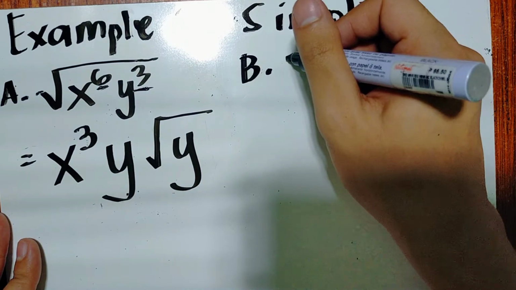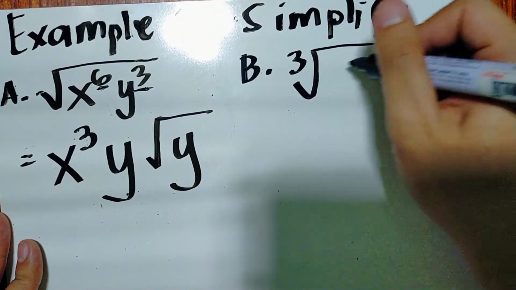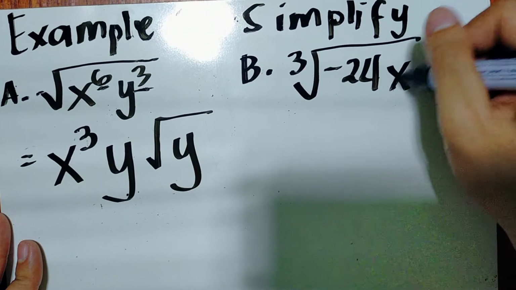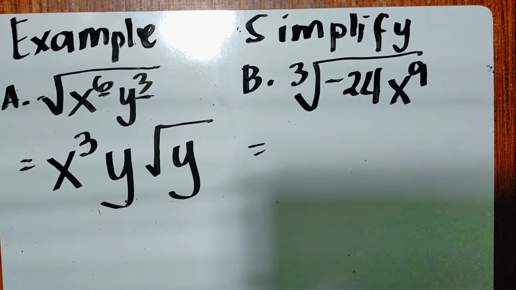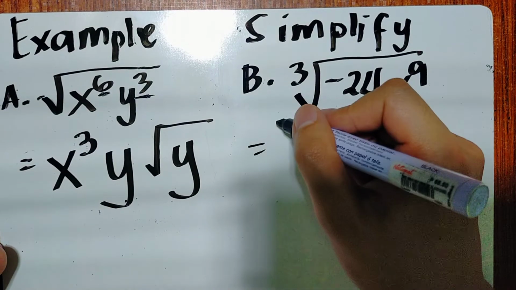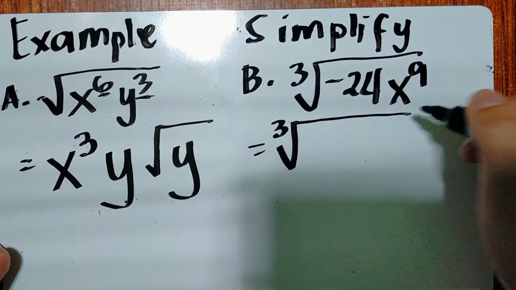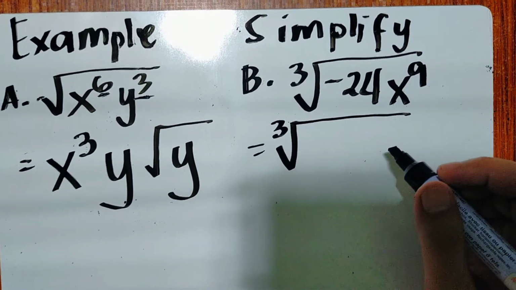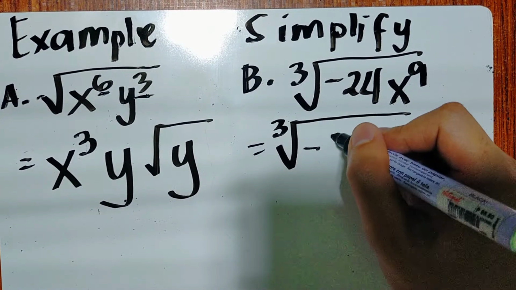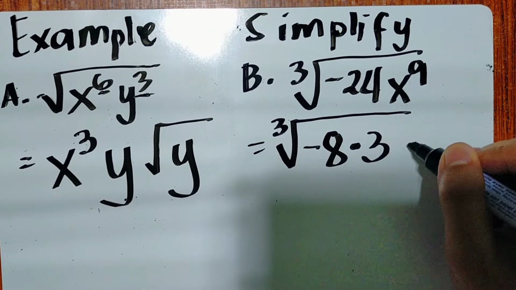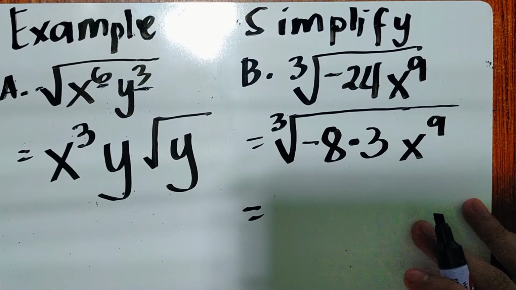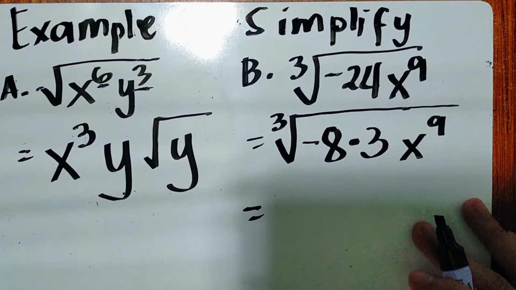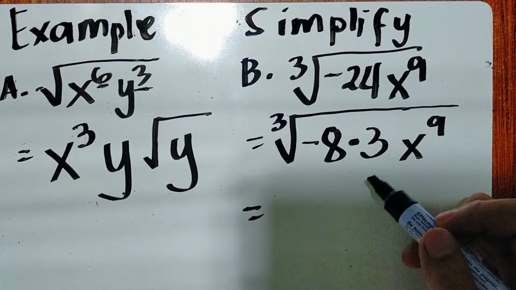Next, letter B. Cube root of negative 24 x raised to 9. So, again, hanapin natin ngayon ang factor ng negative 24 na may perfect cube. Okay? Bakit cube ang hahanapin mo? Kasi 3 ang index mo. So, the perfect factor that has a perfect cube for this given is negative 8 and 3. Okay? X raised to 9. Bakit 8 and 3? Kasi 8 times 3 is 24. Negative 8 times 3 is negative 24.